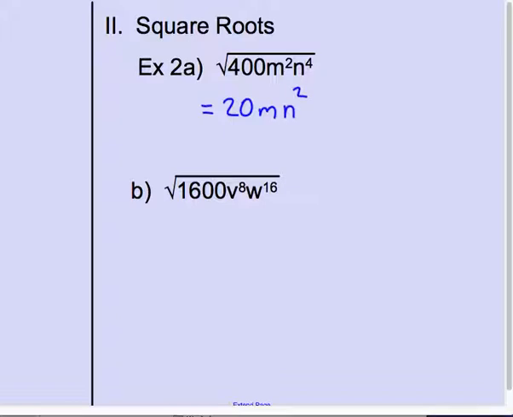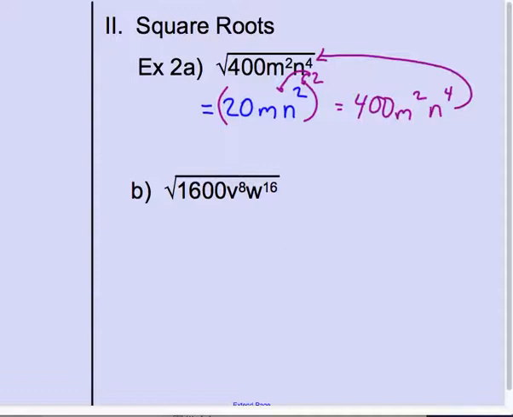So if this doesn't make sense, let's square it and show you that it gets us back what we started with. 20 squared, 2 times 2 is 4. And doubling the number of zeros, we get 400. Distributing the square to my m, we get m squared. And then remember the rule, when you raise a power to a power, you multiply the exponents. So n squared squared is n to the 4th, which is what we had under the square root.